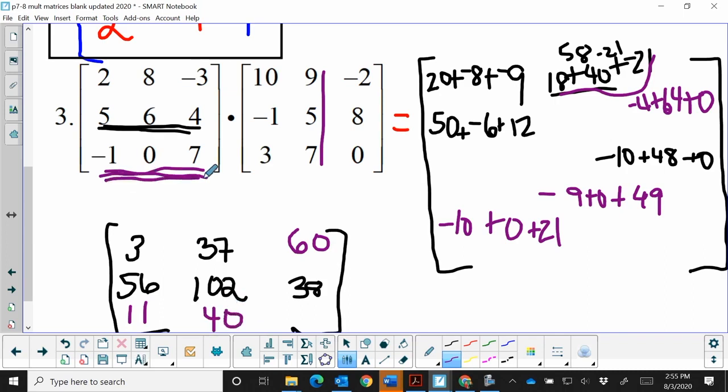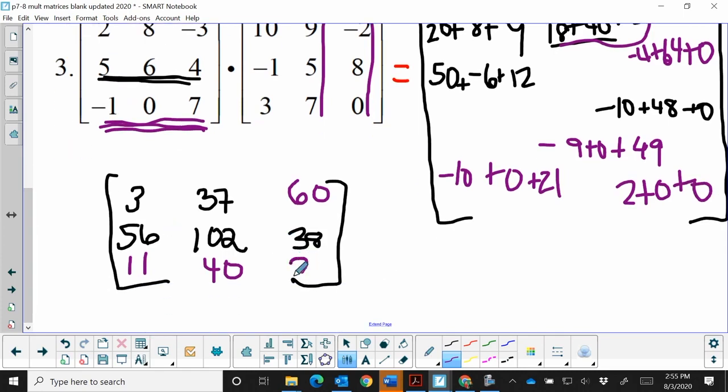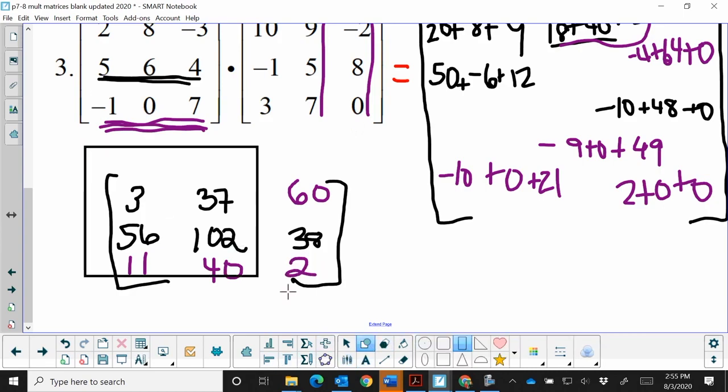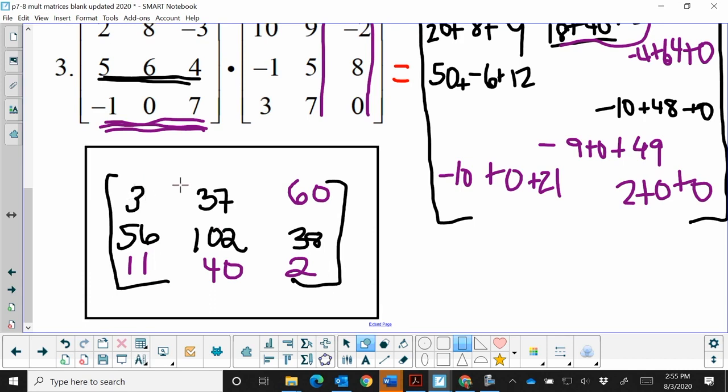And then the bottom row times the final column. That's going to give us what? Positive 2 plus 0 plus 0. Oh, that was nice. Whoever wrote this problem thought about us. We're getting tired by the end. And there's our 2. Okay, so I'm going to box up our answer to this 3 by 3. It's 3, 37, 60, 56, 102, 38, 11, 40, and 2. Hopefully I didn't make any arithmetic errors. If I did, y'all can correct me.